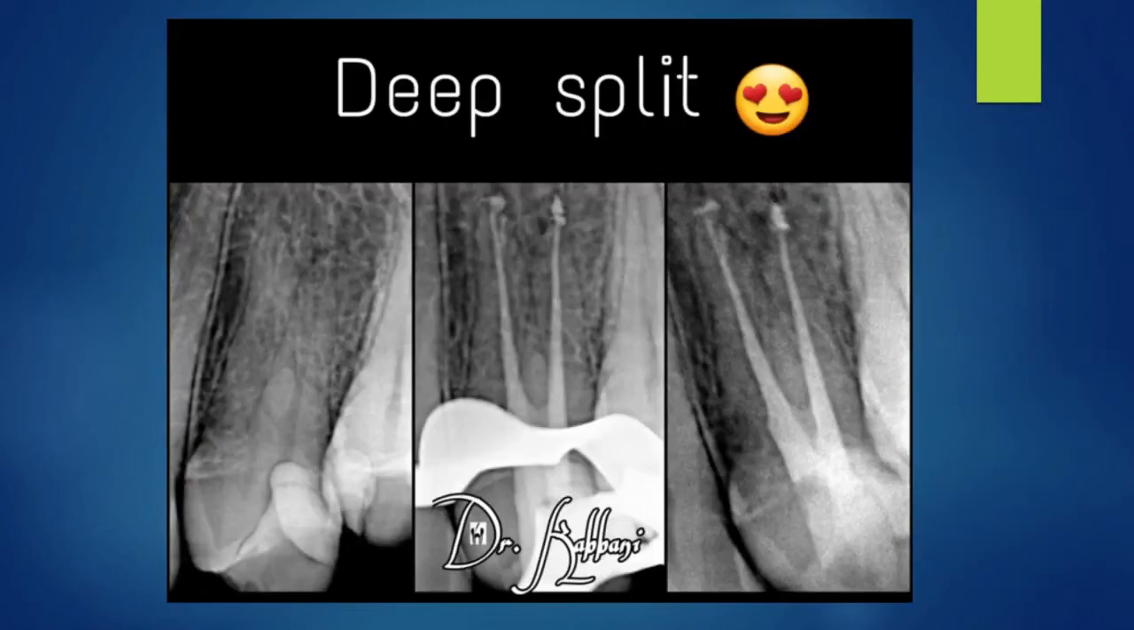Alright, now this is another case of a maxillary premolar with two distinct separate roots. Each one of them has a main canal, but this canal splits here at the apical area to give another lateral branch. So this canal exits from two different portals of exit.